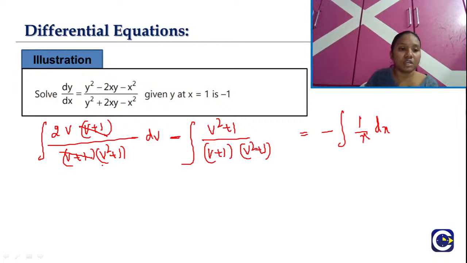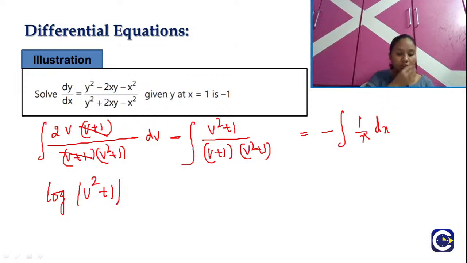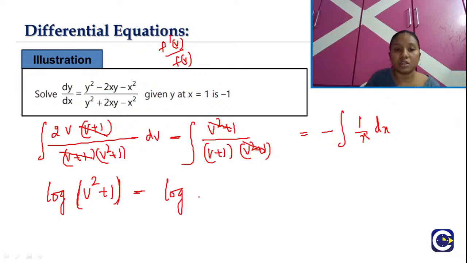So now if we do this, v plus 1 and v plus 1 will get cancelled, and if you identify, we are having f dash v by f of v. So the integration of this will be log f of v, that is log of v square plus 1, because here we have the format f dash v by f of v. Minus, here v square plus 1 and v square plus 1 will get cancelled, and 1 by v plus 1 will be log of v plus 1, and on the other side minus 1 by x will be log x.